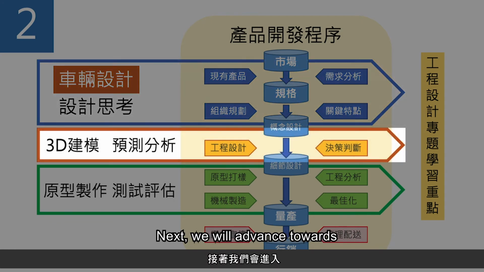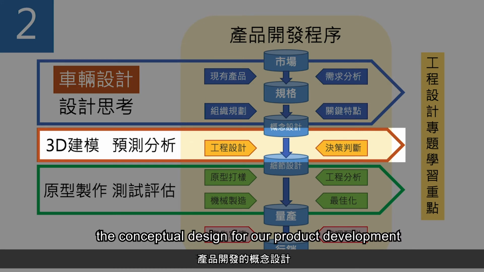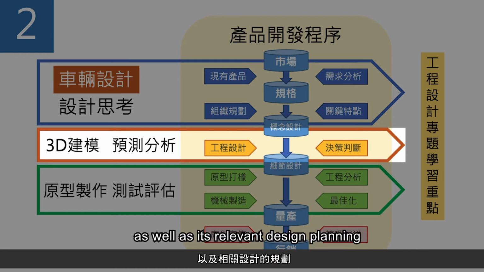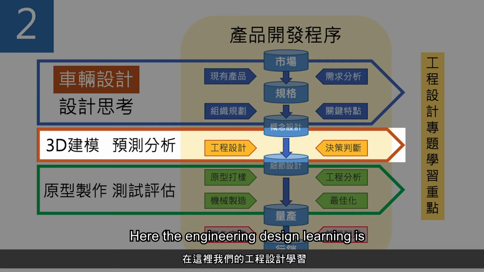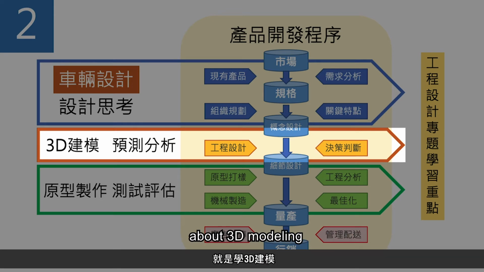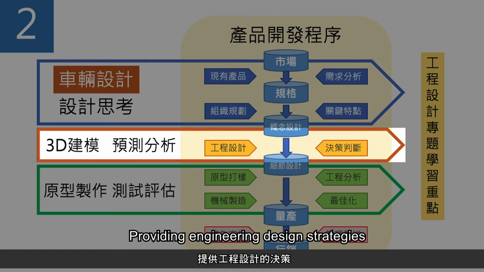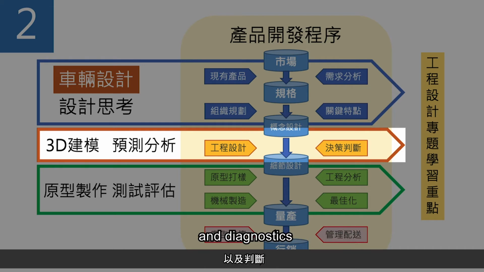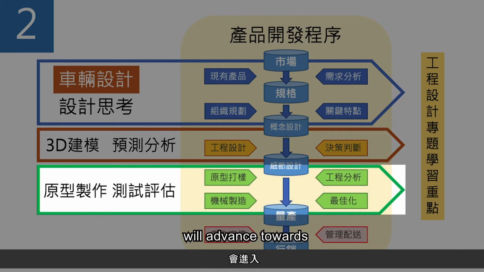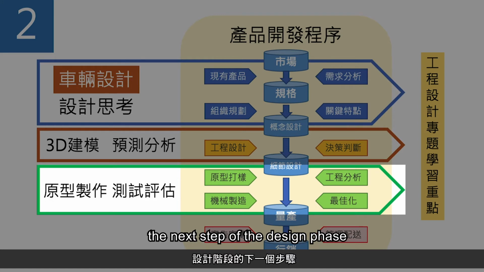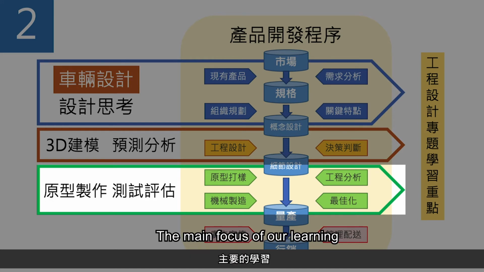Next, we will advance towards the conceptual design of our product development, as well as its relevant design planning. Here, the engineer design learning is about 3D modeling and predictive analysis, these two important steps providing engineering design strategies and diagnostics. Next, our product will advance towards the next step of the design phase. The main focus of our learning will be put in prototype production and test evaluations.